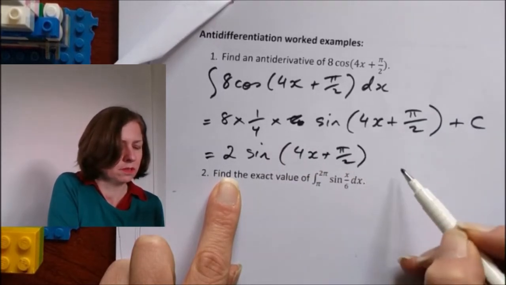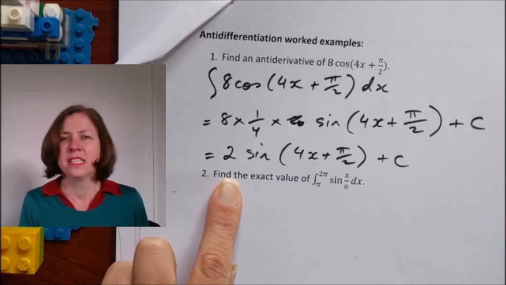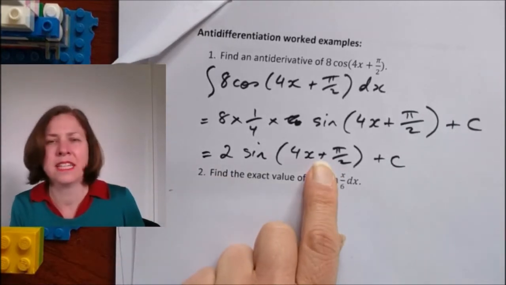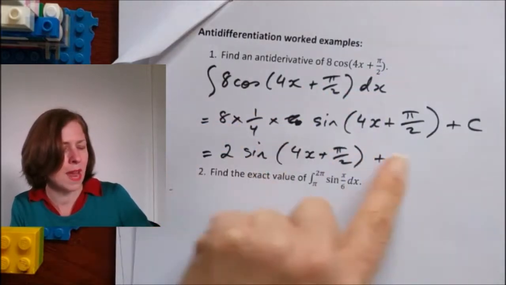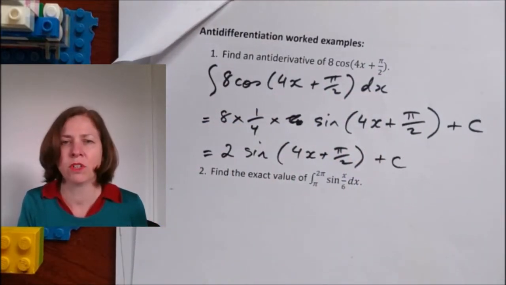So again, notice that this part in the brackets has not changed at all. This pi on 2 didn't do anything to the antiderivative at all.